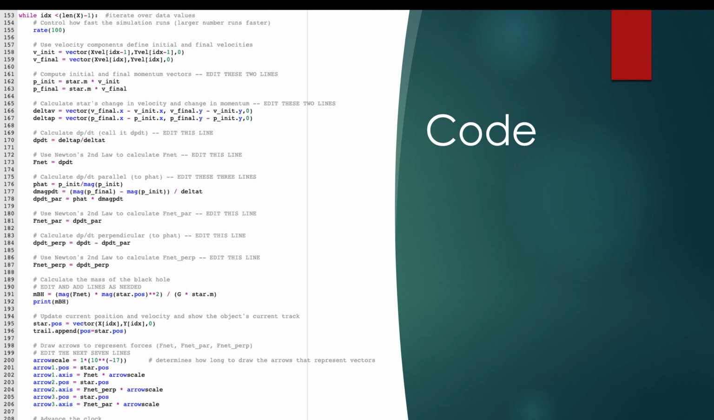Then we calculate the perpendicular component of the rate of change of momentum, which is just the rate of change of momentum minus the parallel component of the rate of change of momentum. And then the perpendicular component of the net force is just equal to the perpendicular component of the rate of change of momentum. Then we calculate the mass of the black hole, as can be shown in the code here, where the mass of the black hole is equal to the magnitude of the net force times the magnitude of the star's position squared, divided by the gravitational constant G times the mass of the star. Then we just update all the positions and graph the forces as shown.